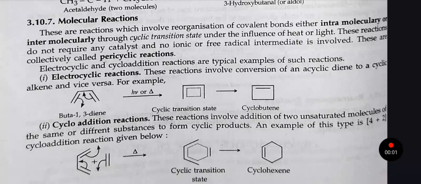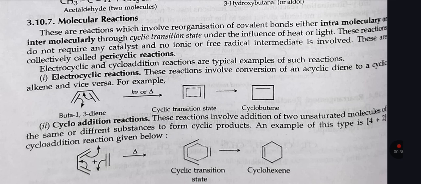Molecular reaction. These are the reactions which involve the reorganization of covalent bonds either intramolecularly or intermolecularly through a cyclic transition state under the influence of heat or light. These reactions do not require any catalyst, and no ionic or free radical intermediate is involved. These are collectively called pericyclic reactions. Electrocyclic and cycloaddition reactions are typical examples of such reactions.